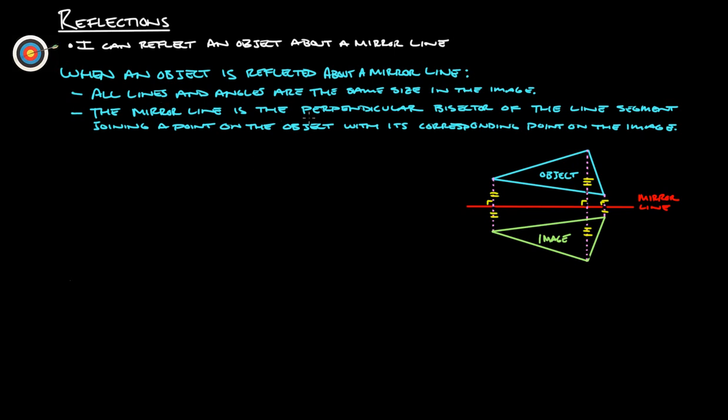The mirror line is also the perpendicular bisector of the line segment joining a point on the object with its corresponding point on the image. Meaning, let's say this point here was reflected over this mirror line to get this point here. This mirror line is perpendicular to this line, and it also cuts this line exactly in half. So it's the perpendicular bisector. Same thing here. This part and this part are the exact same length. Right angle, same thing with that there.